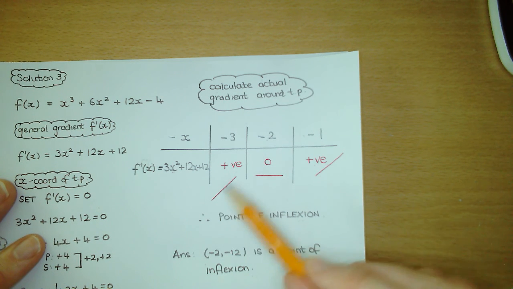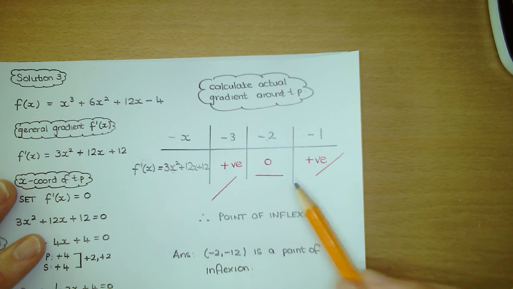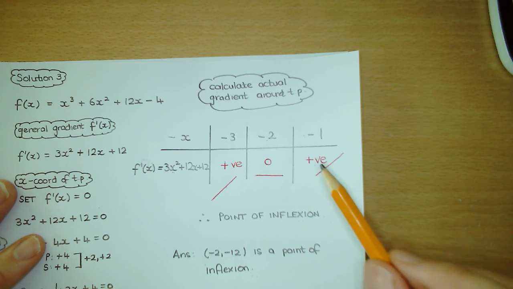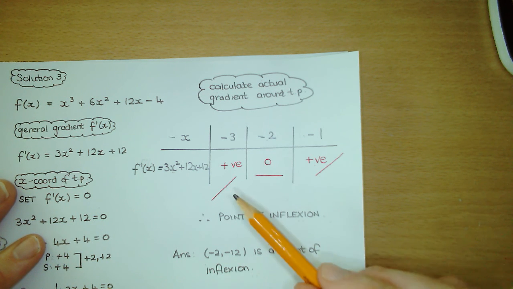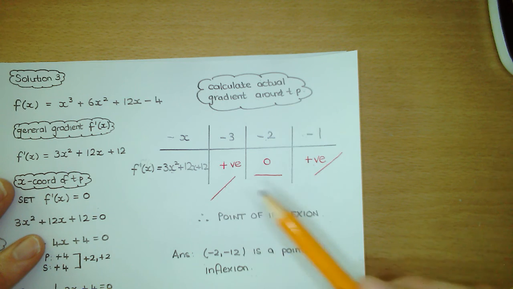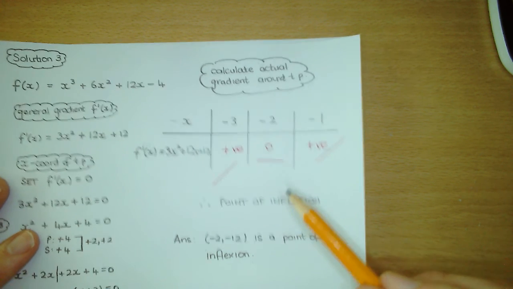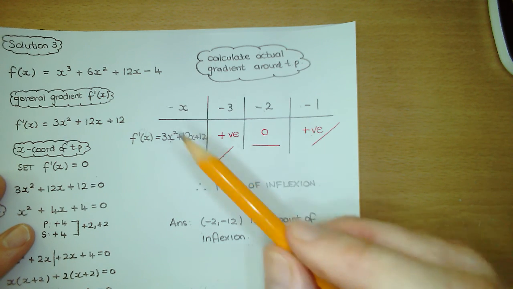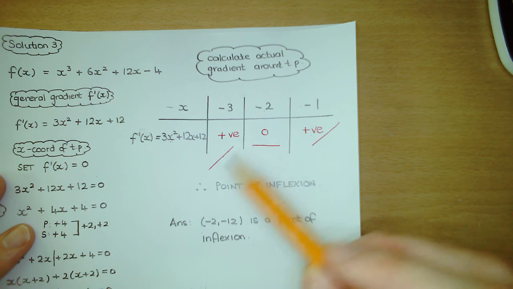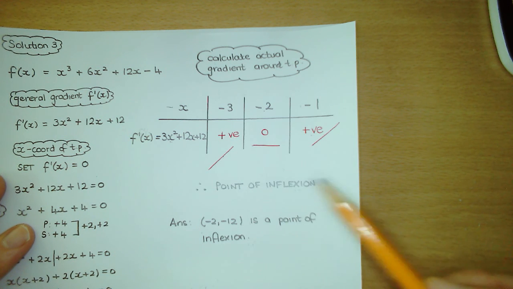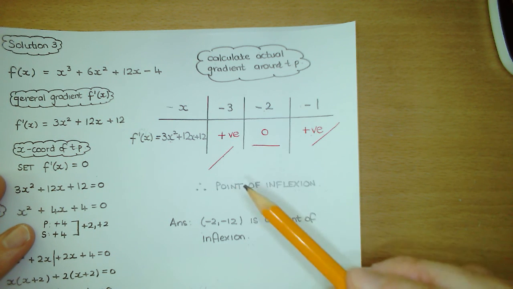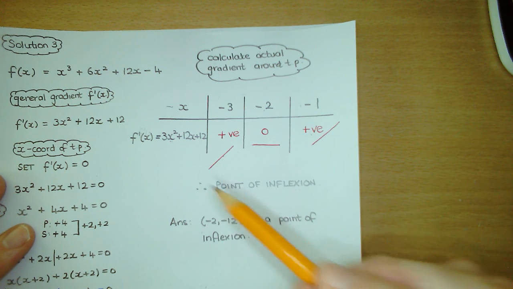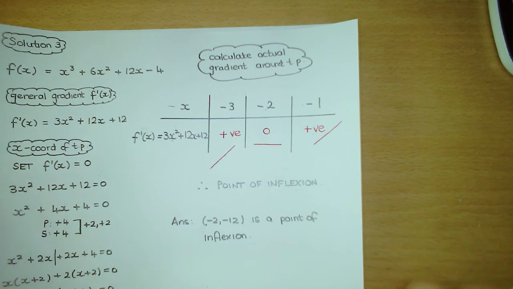So the tangent is sloping up, then at the turning point it's horizontal, it's 0 gradient, and then it's sloping up again. So the sign of the actual gradient is the same immediately before and immediately after the turning point. So that's why in this case it's a point of inflection. Sometimes when you investigate it, drawing your table, you might discover that it is a maximum, or indeed you might discover that it's a minimum turning point. It won't always necessarily be a point of inflection when the second derivative is 0.